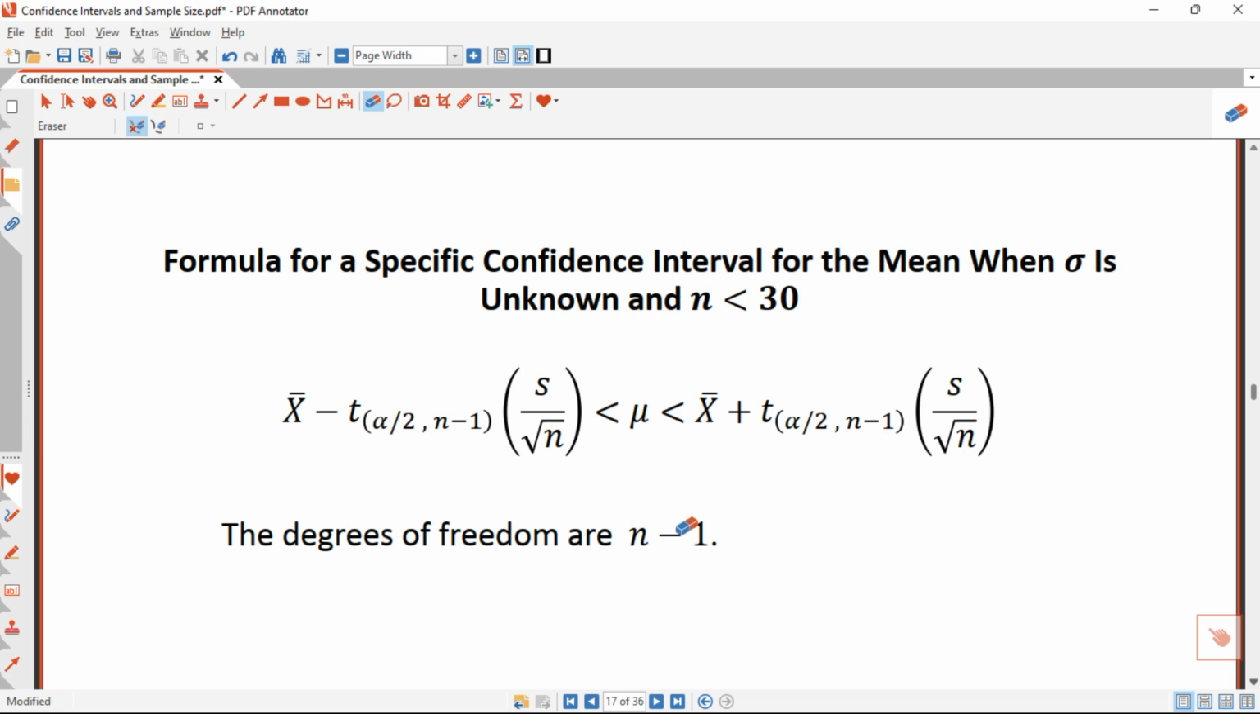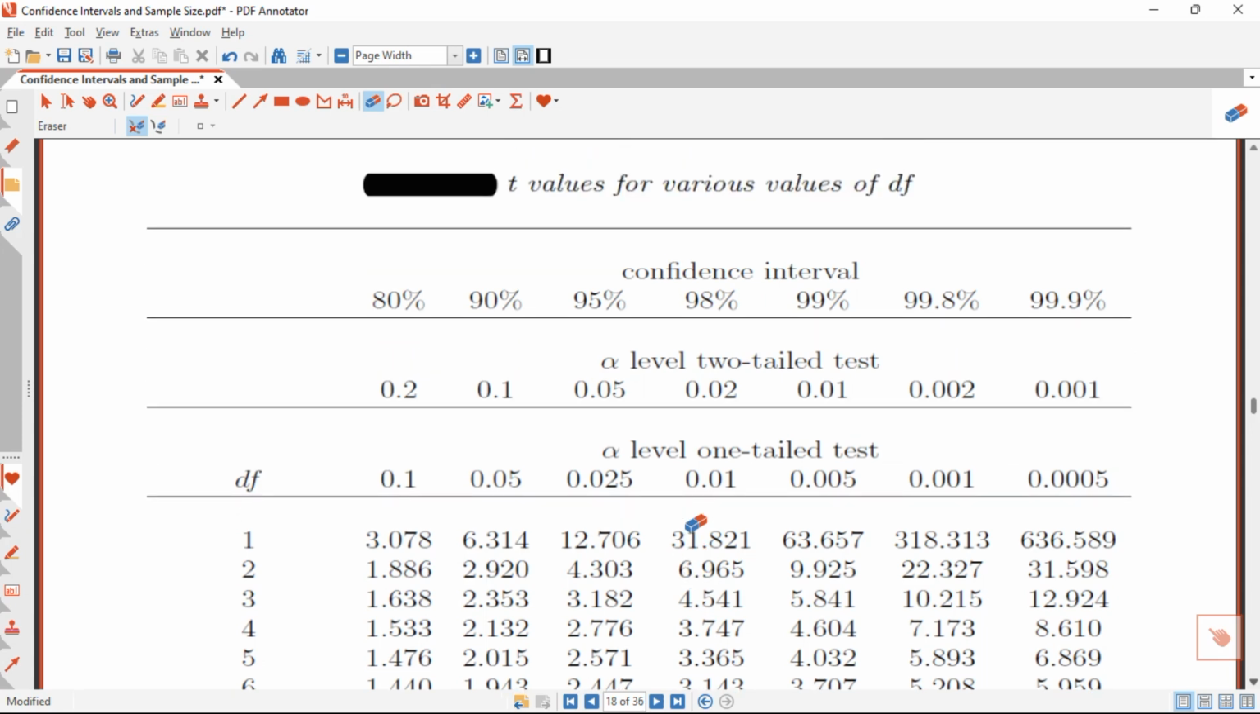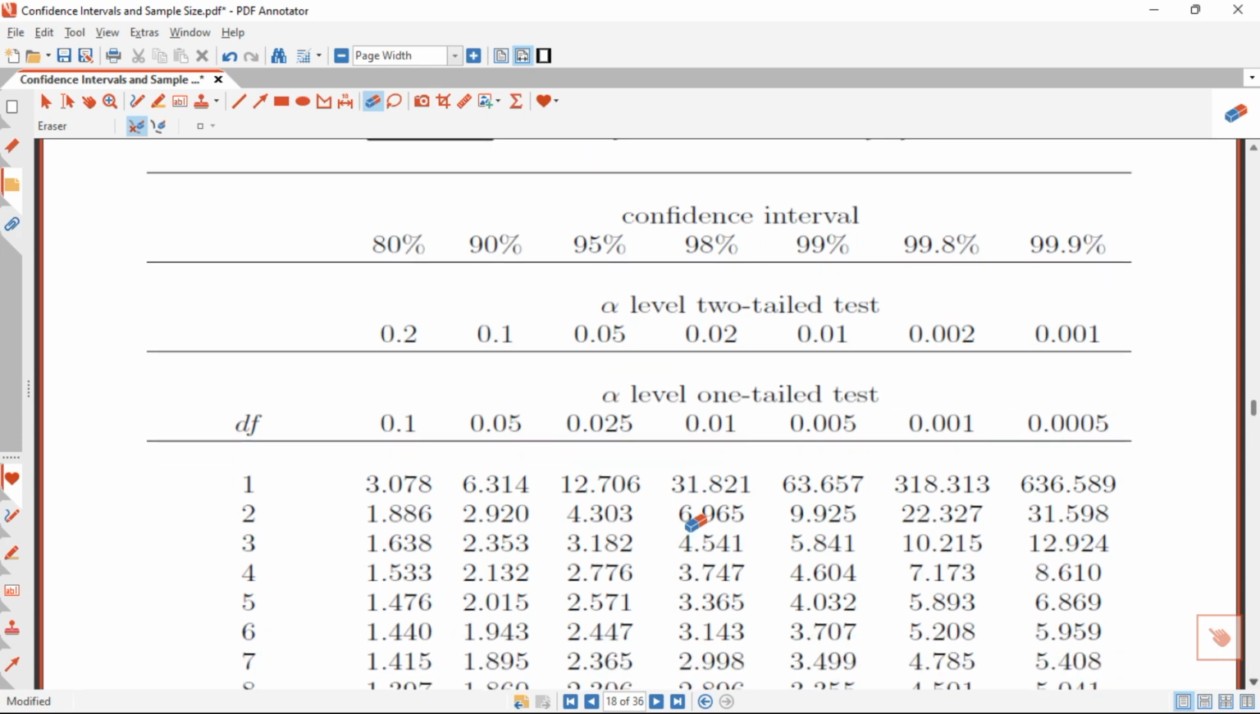Right? So understanding this, let's go and solve some examples. But before we solve the examples, I want to show you the statistical table for the t distribution.